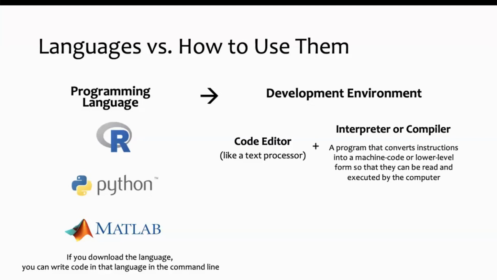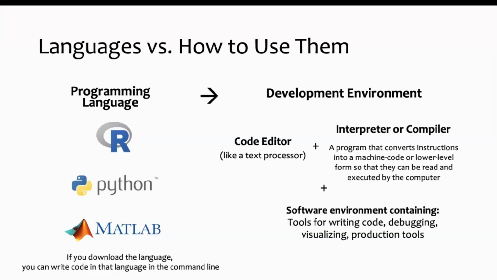This is a program that would be part of the software that converts instructions from your scripts, from the language that you're coding in, into machine code or a lower level form so that they can be read and executed by the computer. So this is an important part. Your computer needs to be able to interpret the code that you write, and the interpreter or compiler is the part of the software that does that interfacing. You can write code without an interpreter or compiler, but you won't be able to see if it works and it won't do anything.